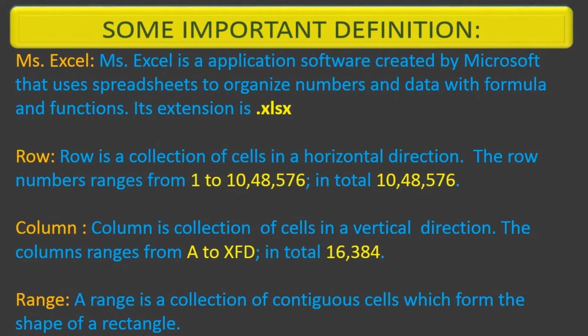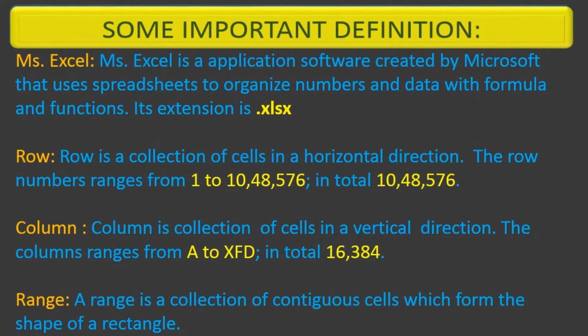Now the next one is the row. A row is a collection of cells in a horizontal direction. The row number ranges from 1 to 10,48,576. In total, there are 10,48,576 rows in MS Excel 2010. Next, that is column. A column is a collection of cells in a vertical direction. The column ranges from A to XFD. In total, there are 16,384 columns in MS Excel 2010.